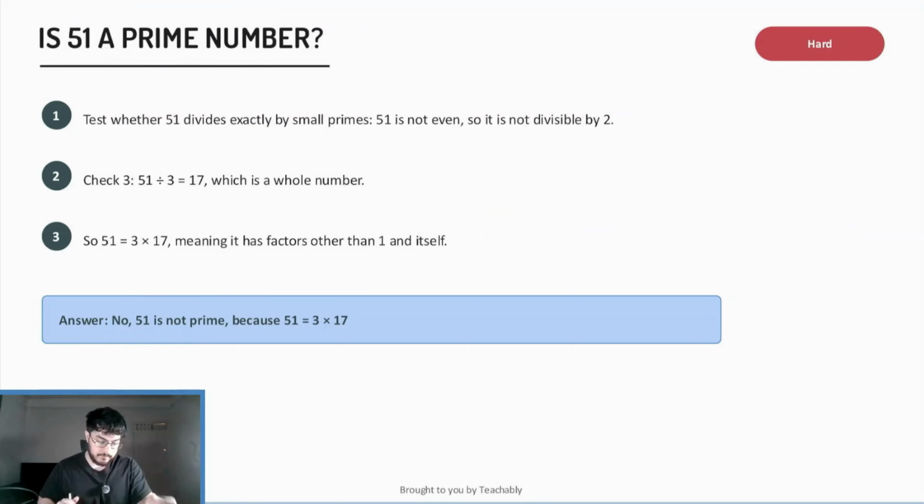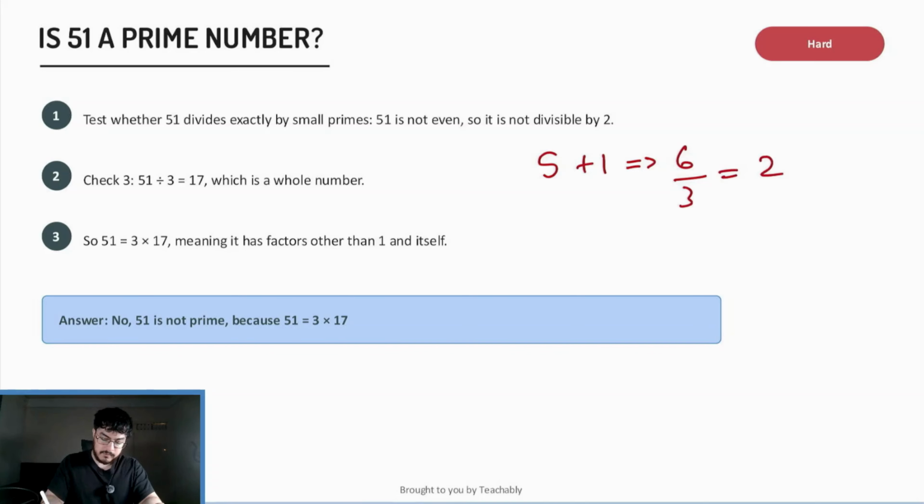So is 51 a prime number? So again, we're going to do the test. Test whether 51 divides exactly by small primes. So it's not even, so 2 is not going to go into it. If you add the digits together, right, 5 plus 1, you will get 6, and 6 divided by 3 is equal to 2, which automatically shows that we can divide 51 by 3.